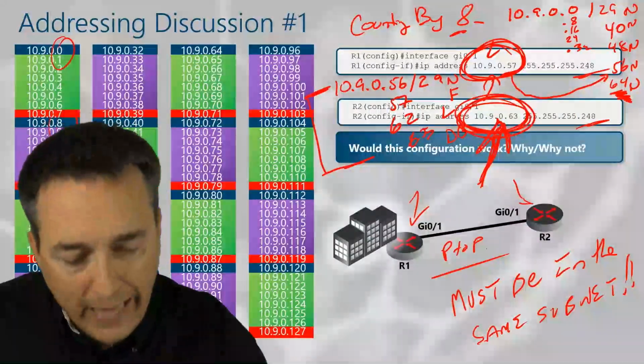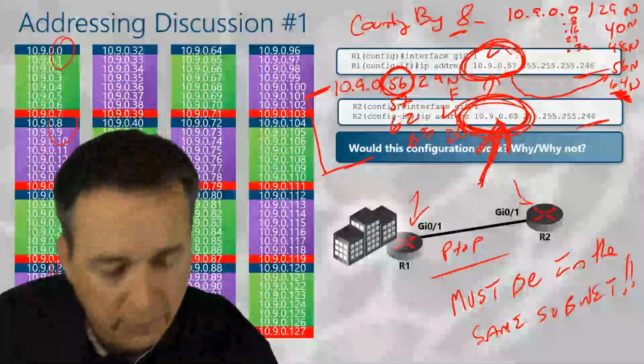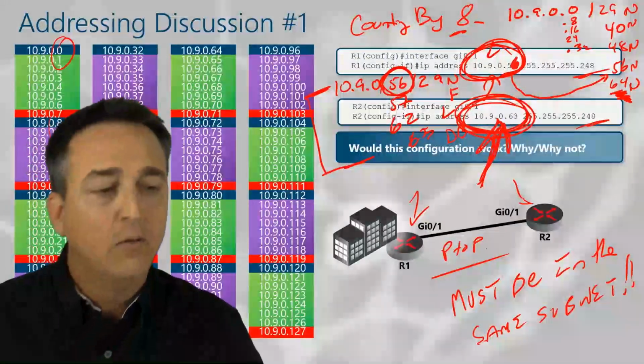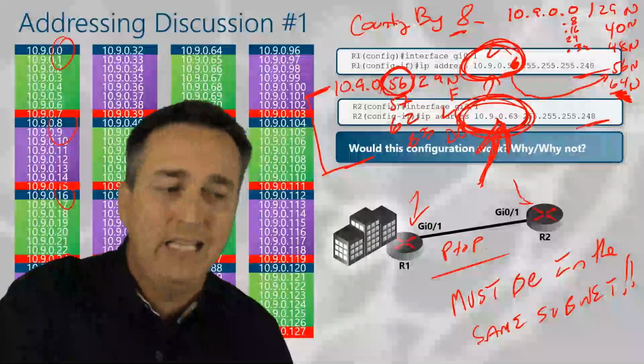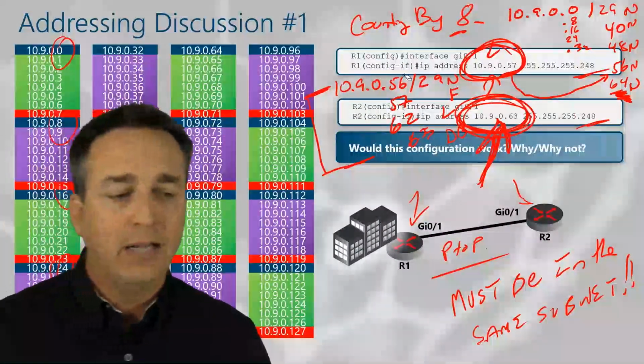So remember, you wouldn't be able to assign 56. If it was 56 that was on the interface, let's say up here 56, okay, that's wrong. That would be the network ID. The network ID cannot be assigned to an interface, or the directed broadcast address.